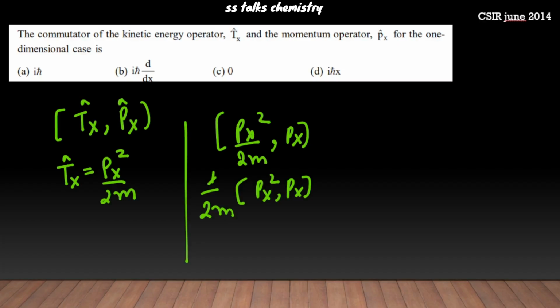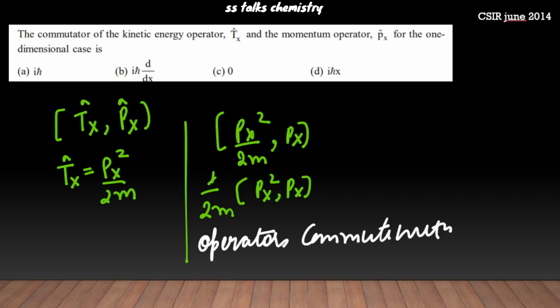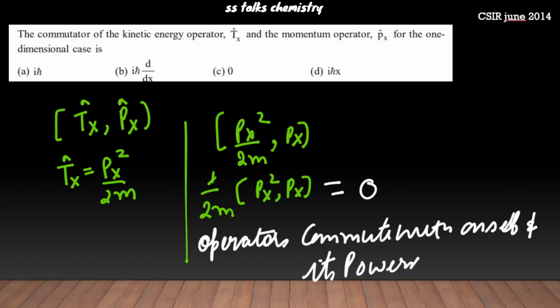We know that operators commute with themselves and their powers. That means this value is going to be equal to 0, right? So option C becomes the right answer.